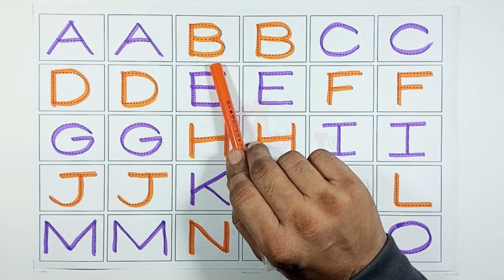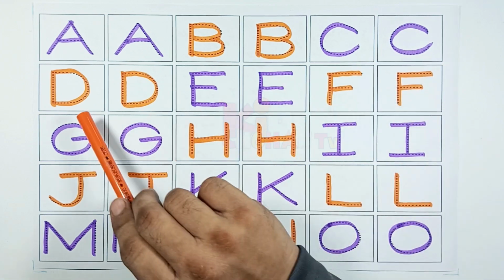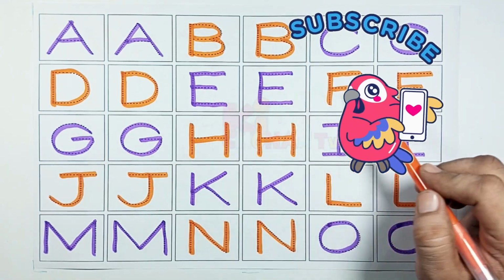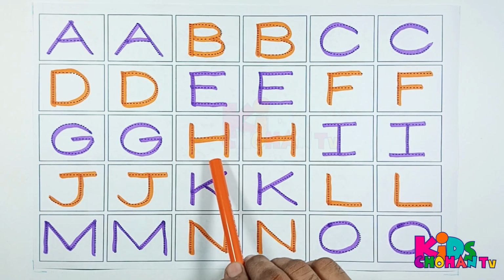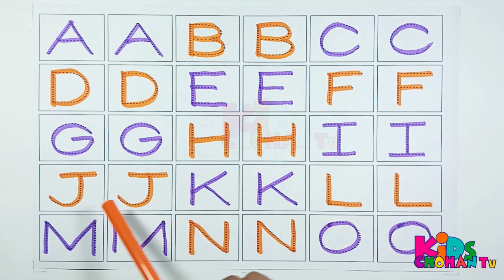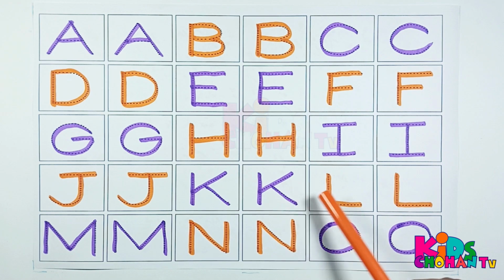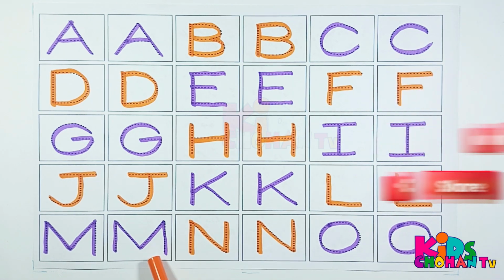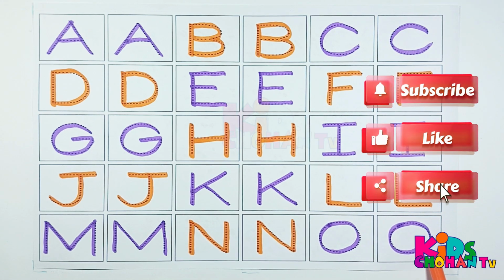A for apple, B for ball, C for cat, D for dog, E for eagle, F for fish, G for goat, H for horse, I for igloo, J for juice, K for kite, L for lion, M for monkey, N for nest, O for octopus.